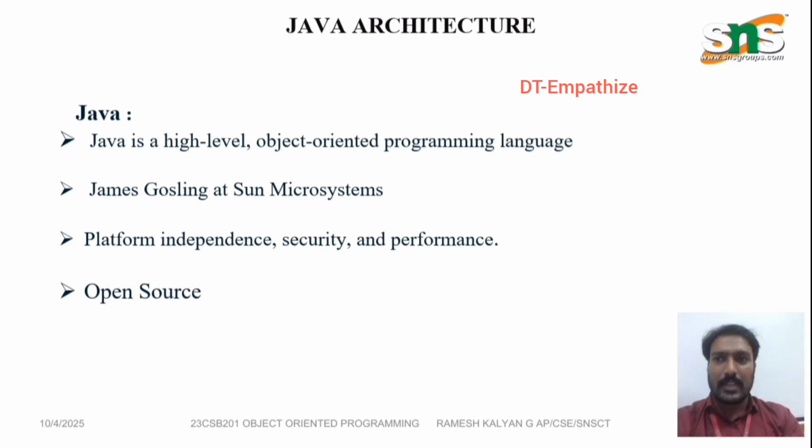Java is platform independent. It has high security features and performance. As compared to other programming languages, Java is highly secure, and it is open source. Initially it was not open source. Later on, after a few years, based on its usage and its working procedure, Java was made open source with the GNU public license.